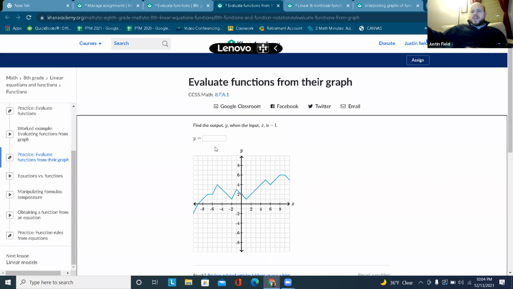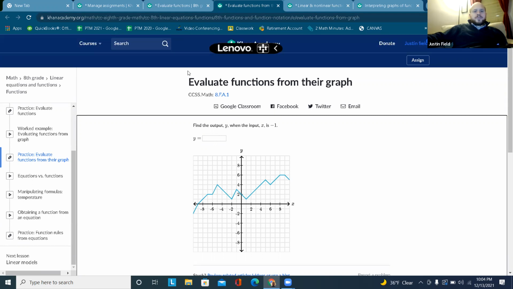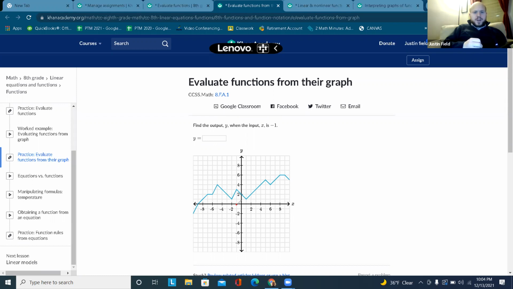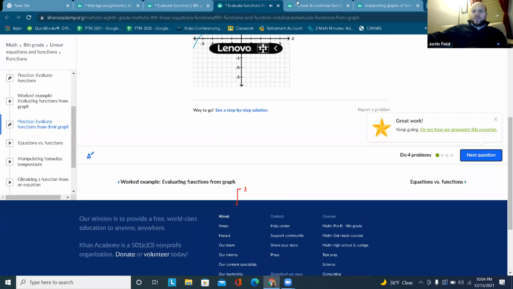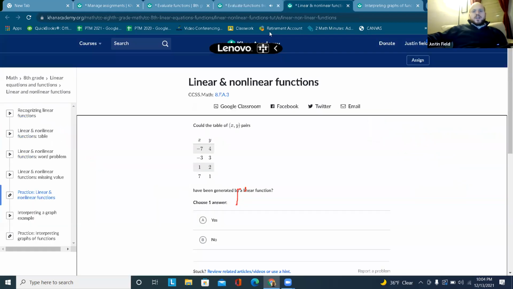Now the same thing, only with the graph. Find the output when the input is -1. So on the x-axis, we go to -1, which is here, and we go up, up, up to the graph, and we see what the y value is. Looks like it's 3. So at -1, the function has a y value of 3. Two for two. Okay, so hopefully you're like, oh, Mr. Field, that was easy.